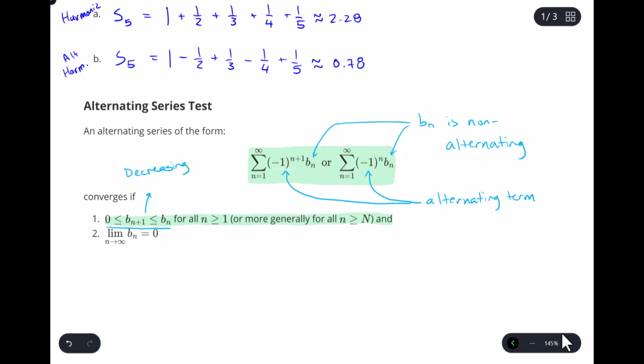And this b sub n is the non-alternating part. So it's not that the alternating pieces are decreasing, because that doesn't really make sense: one's increasing, one's decreasing, and it just flip-flops. So you can think of it as the absolute value of the whole thing or just the non-alternating piece, okay? And then the other thing is, it has to be decreasing, but then the limit of the terms of the sequence has to go to 0. And this is, again, the non-alternating part of that sequence.